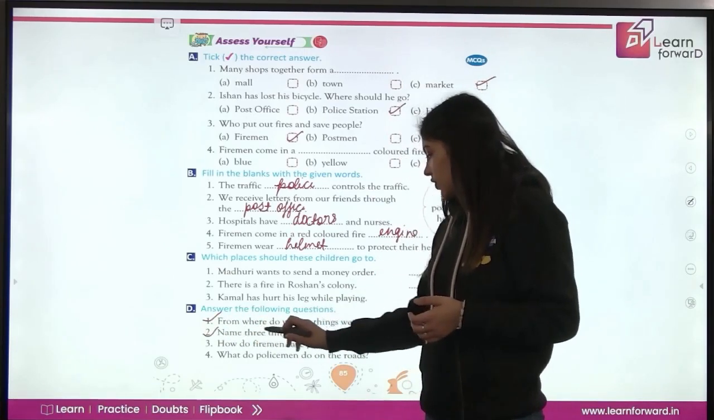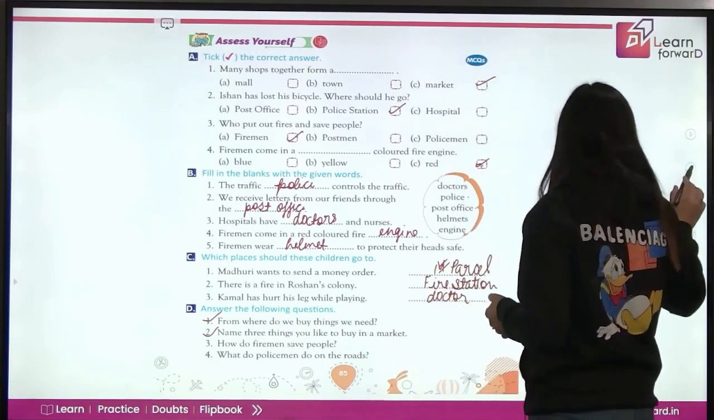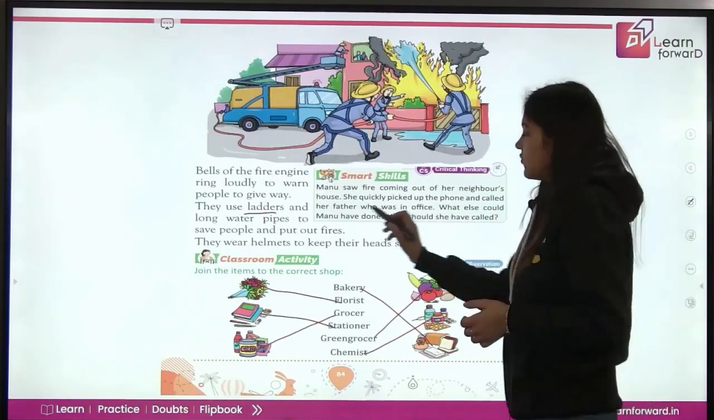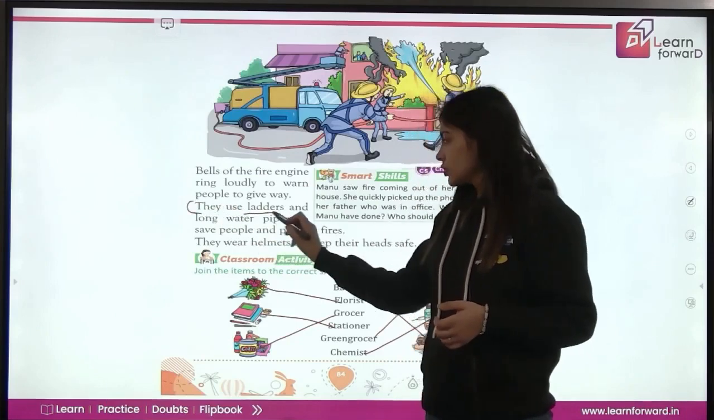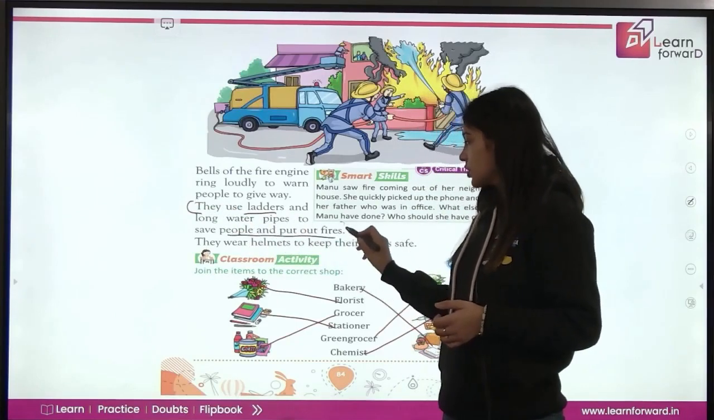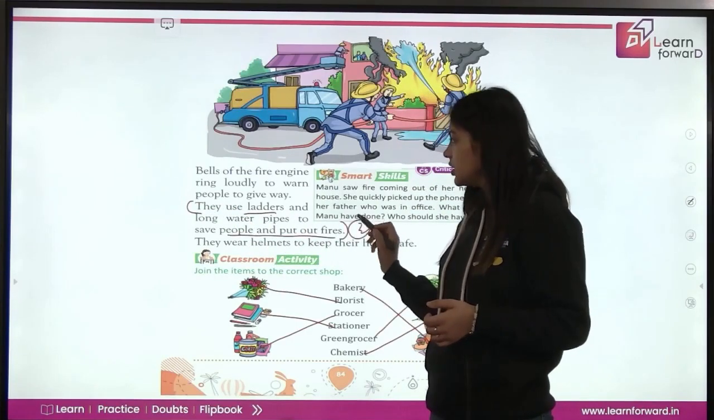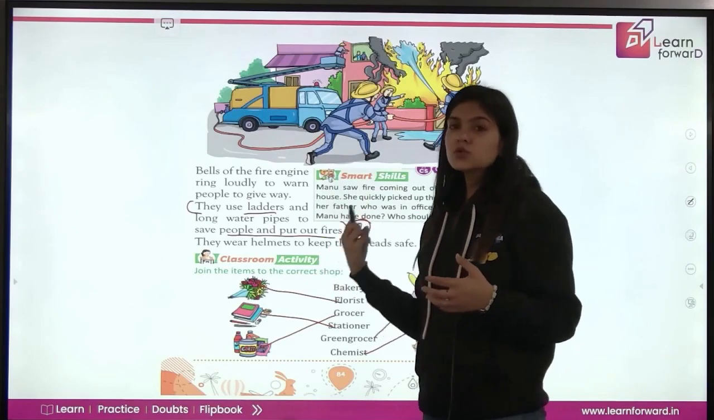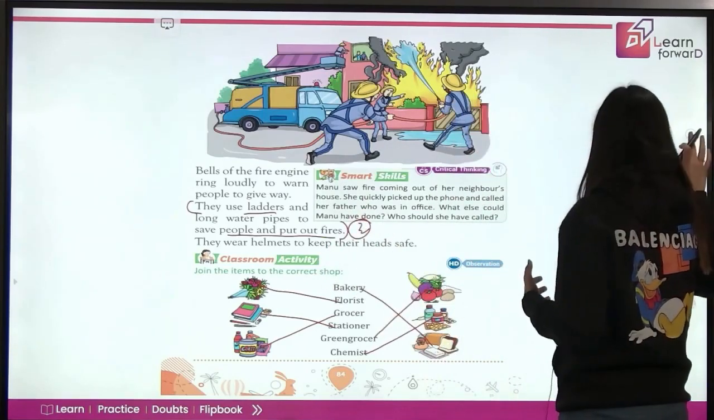Third, how do firemen save people? The firemen use ladders and long water pipes to save people and put out fires. So this is your answer number 3. They use ladders and long water pipes to save people and put out fire.